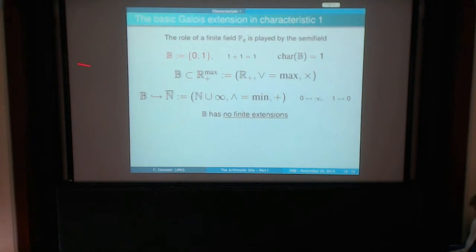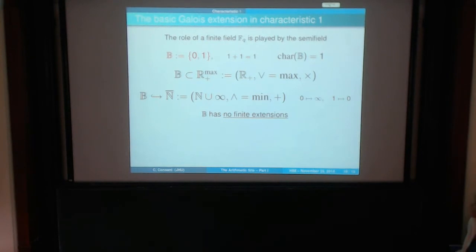So it is a general fact in semi-rings, known to semi-ring people, that B has no finite extension. There is no semi-field extension between B and Z max, for example. It's not like the case of finite fields, where you can build up the tower F_q to the n. Here you jump from B immediately to Z max, or to the smallest compact semi-ring inside Z max, which is 0, 1 max.